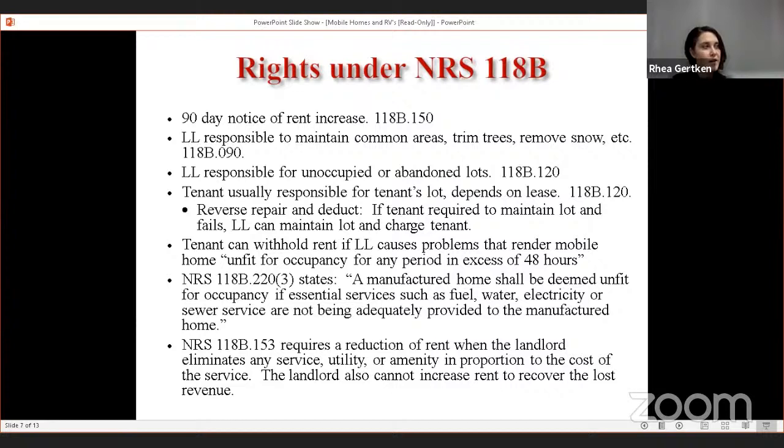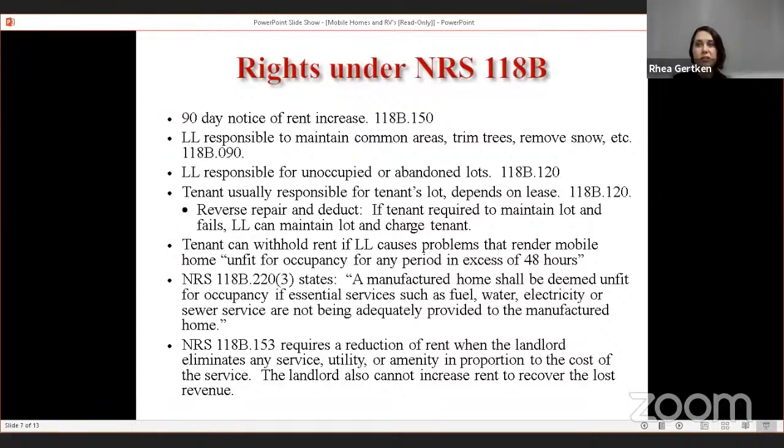So another right that the tenant has is the tenant can withhold rent if the landlord is the cause of problems. This is the habitability laws. Again, the tenant is responsible for the tenant's own home, but if the landlord has done something that makes the home unfit, like does something to the connection to the electricity or the sewer or the water hookups, if it's the landlord's fault, then the tenant can withhold rent. Again, if it's something that the tenant did, then this doesn't apply. But if it's something that the landlord causes, then the tenant can potentially withhold rent if the mobile home is deemed unfit for occupancy for over 48 hours.